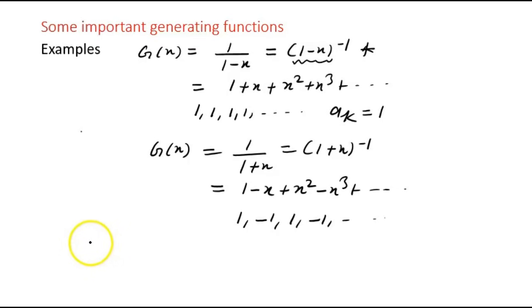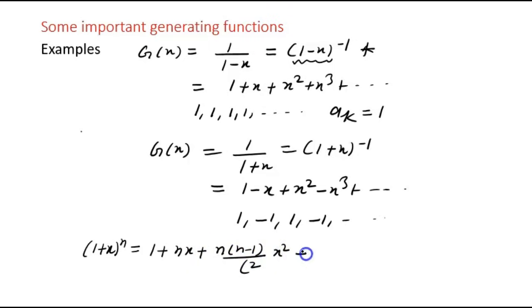So the general expansion formula that I am using here is that (1 + x)^n is equal to 1 + nx + n(n − 1)/2! x² + n(n − 1)(n − 2)/3! x³, and so on.